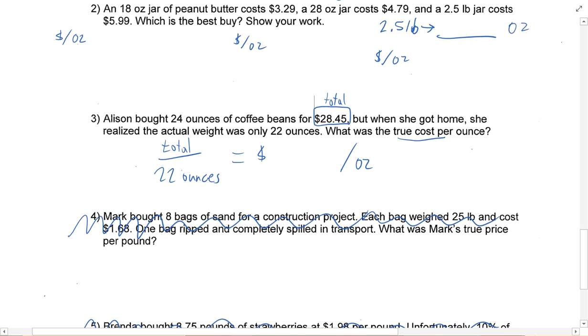Number 3, 24 ounces of coffee for $20.45. You realize the weight was only 22. What's the true cost per ounce? Really all you're doing is taking your total and dividing it by 22, because you already have the total. If you didn't have the total, you'd have to find that. Okay, there you go. Lesson number 5.